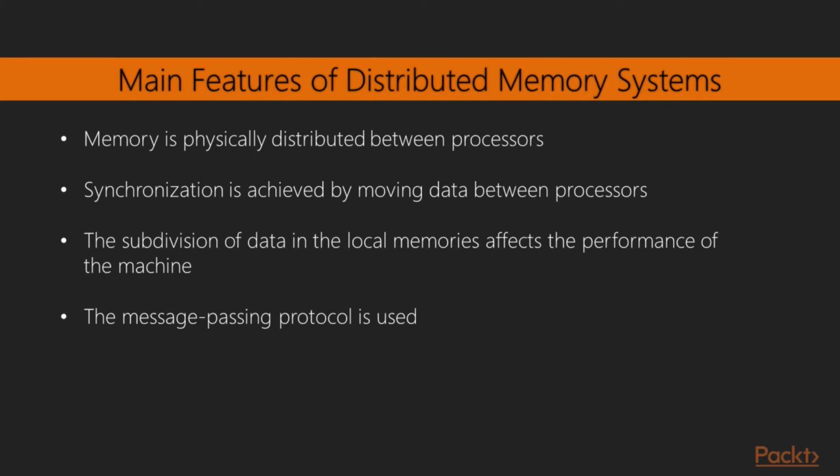4. The message passing protocol is used so that the CPUs can communicate with each other through the exchange of data packets. The messages are discrete units of information in the sense that they have a well-defined identity, so it's always possible to distinguish them from each other.